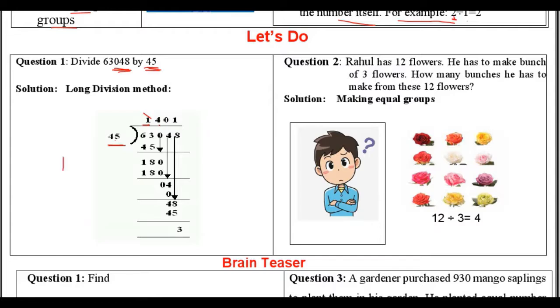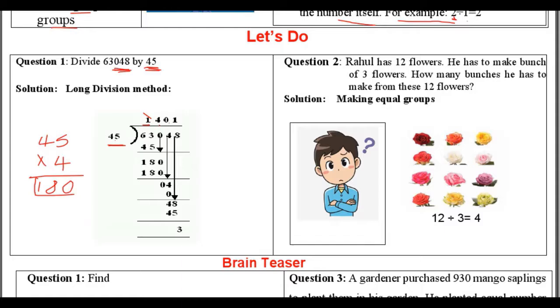Now you can check that by doing 45 into 4. So 5 into 4 is 20, so 0 and 2 carried over. Now 4 into 4 is 16, and if we add 2 to that, then how much will we get? 18. So you see, what are we getting here? 180. That means it is correct that 180 comes in the table of 45 4 times.